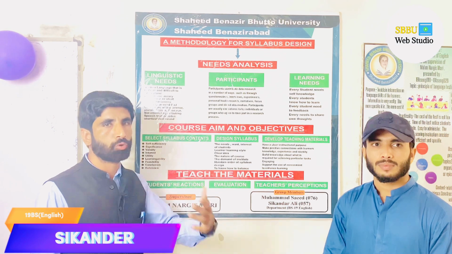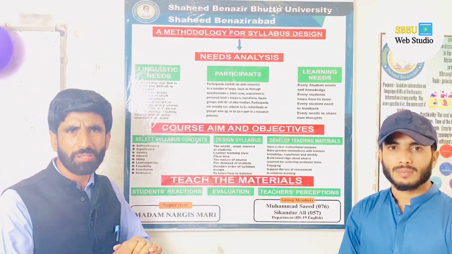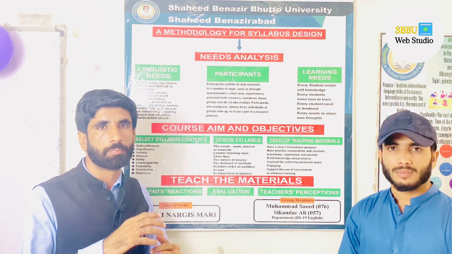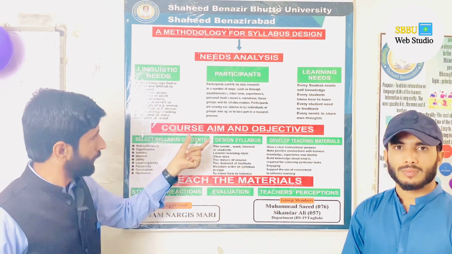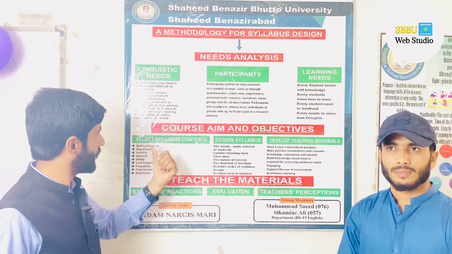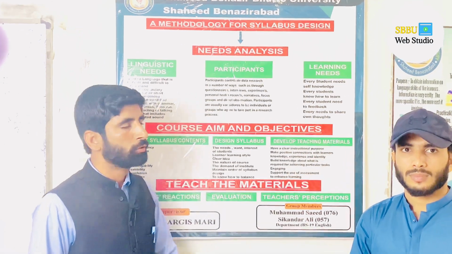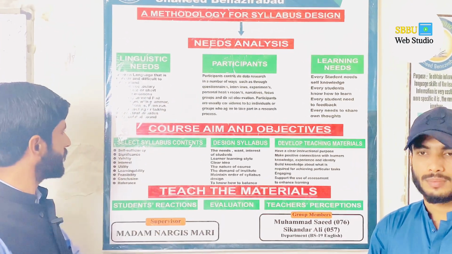Now I am going to explain the course aim and objective. When we are creating the syllabus, we must read the second step. The course aim and objective is divided into three parts. The first is select syllabus content, design syllabus, and develop teaching material. In select syllabus content, there is self-sufficiency.